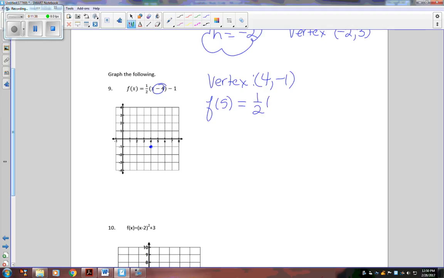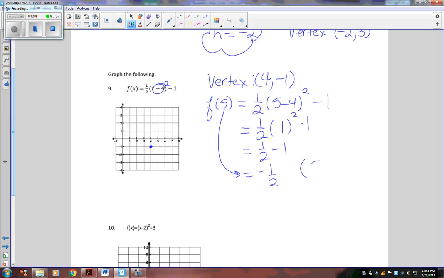So I have 1/2 times 5 minus 4, squared. There should be a squared there on that parabola, so I'm sorry, put that squared there. Minus 1. So I have 1/2. 5 minus 4 is 1. 1 squared is 1. 1/2 times 1 is 1/2. And that gives you negative 1/2. So this is the ordered pair 5, negative 1/2. Graph that point, 5, negative 1/2.